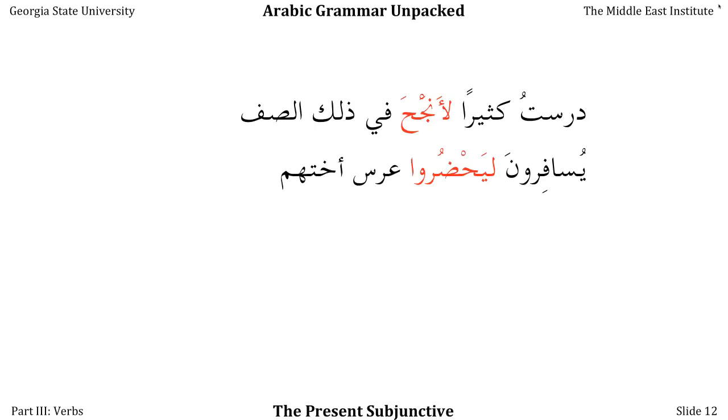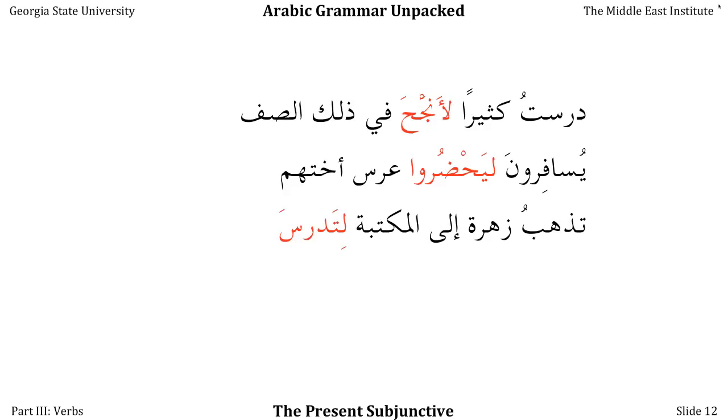We can say yusafiruna liyahduru ars ukhtihim. They are traveling in order that they attend, or in English, in order to attend their sister's wedding. So here we've just placed the preposition li on the beginning of the conjugated verb in the Muladhara mansub. It's a little easier to see because we don't have the alif bihamza prefix turning it into the lam alif character. So li yahduru, in order that they attend.